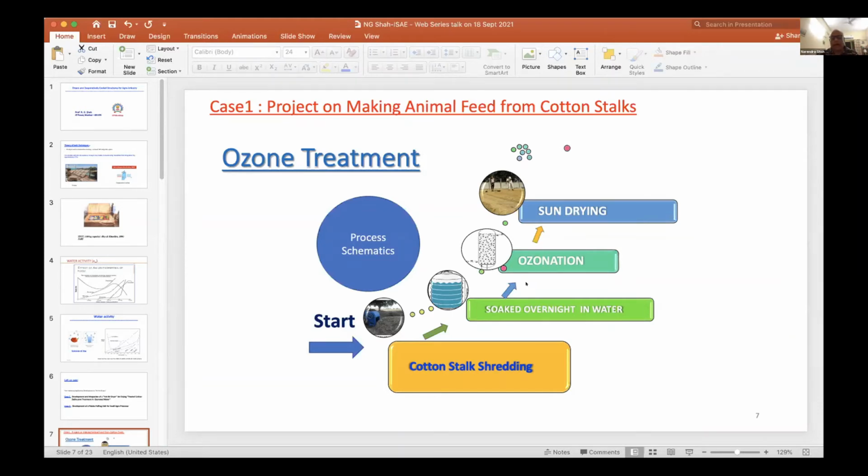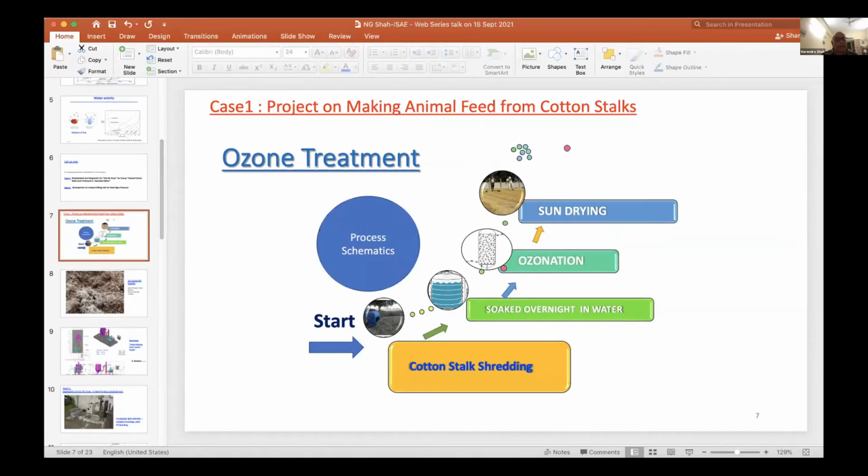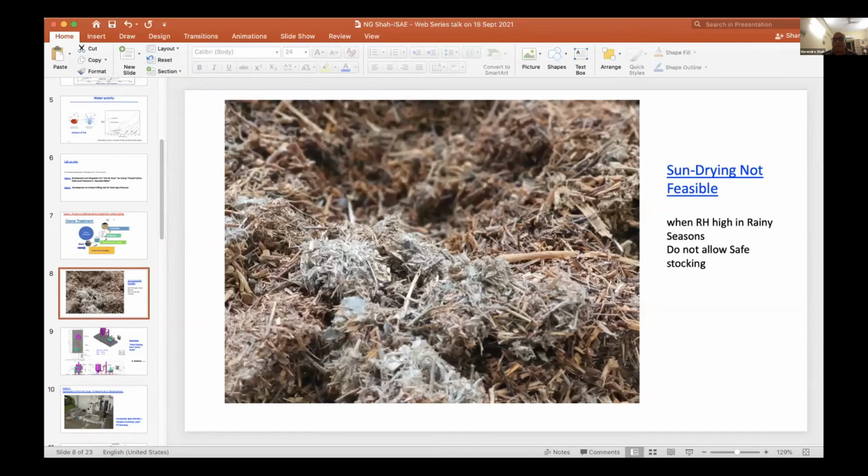And now, why, for example, we need a dryer here is because we had done this. This is ozonated water, which does the trick. The initial design was to have sun drying, because in rural areas, normally there is no scarcity of land. But you see what has happened in this rainy season. This is a picture of yesterday.